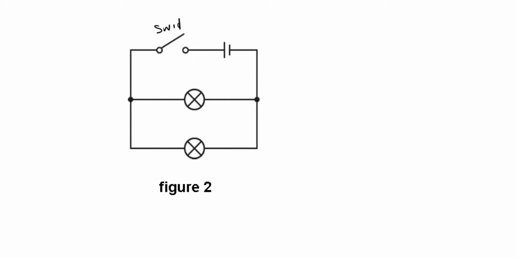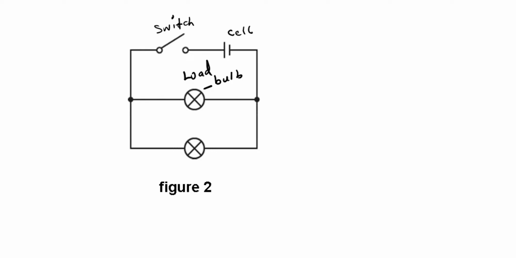This is the switch. Then we have this as the cell, which is the battery. Then we have this as the bulb, or you can call it the load. So this is another example of a parallel connection of what? Circuit.